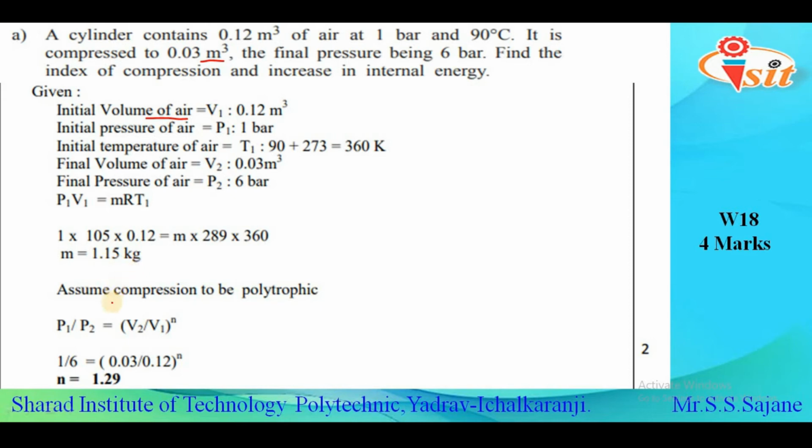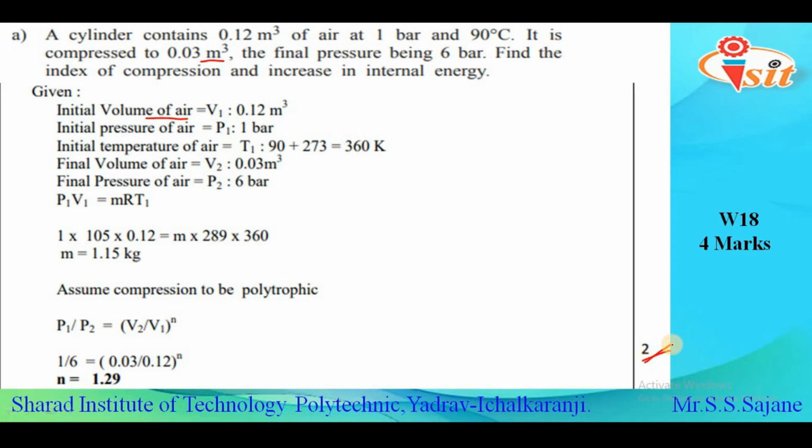Now we have to find first what is the index of compression and for this purpose we have the following formula: P1 by P2 is equal to (V2 by V1) raised to n, where n is nothing but the polytropic index. So all the values we already have, so we will substitute these values and then finally we will get n equal to 1.29. With this we have completed 50% of the asked question. So you will be getting 2 marks up till this step.